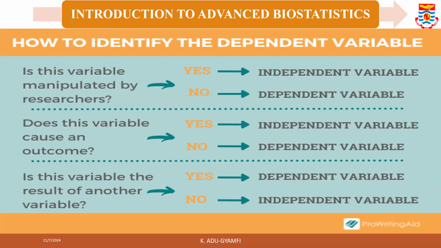Sorry, I'll take it again. If the variable causes an outcome, if the answer is yes, it's the independent. If not, it is the dependent. The last way we look at them is: is the variable the result of another variable? If yes, it is the dependent. If no, it is the independent.